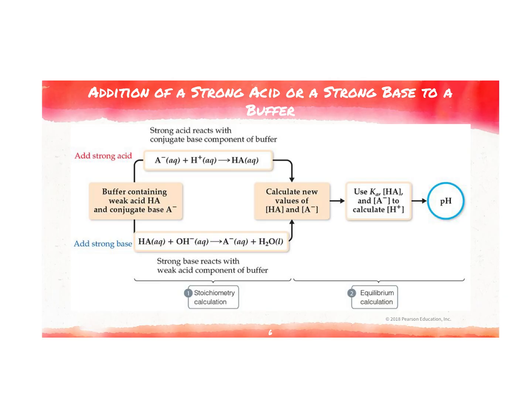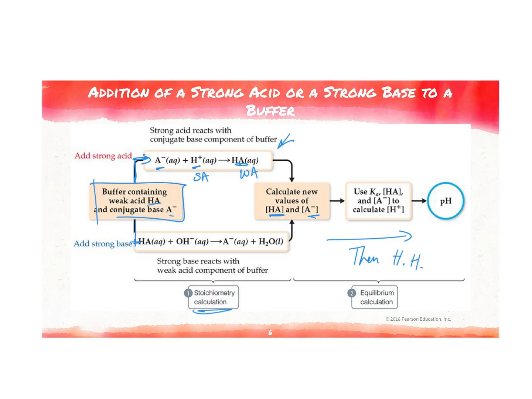This is just looking at it in more of a picture format. And so let's say I have a buffer. It's got HA and it's got A minus. If I add strong acid, I go by this top pathway where I'll have A minus, which is the conjugate base that's in my buffer. I'm adding H plus, which is my strong acid, and I'm going to make more of the weak acid. I calculate the new values of HA and A minus using this equation up here, again just doing a stoichiometry calculation. Then I use the Henderson-Hasselbalch equation to find pH.